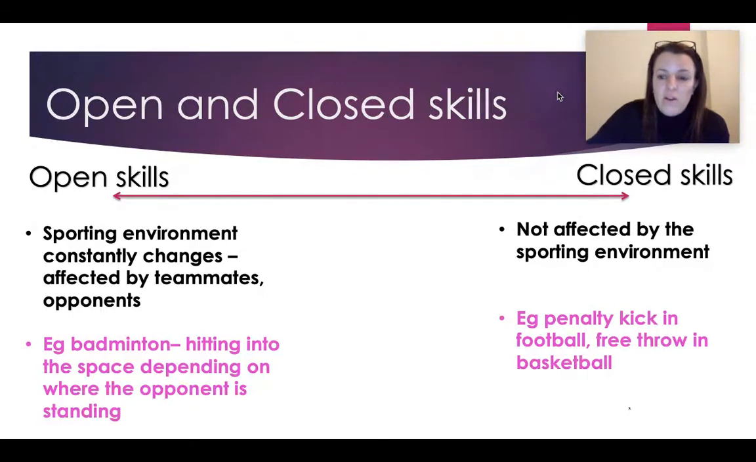Closed skills are not affected by the environment at all. So a penalty kick in football, a free throw in basketball, a tennis serve, they're all skills that we can practice over and over again, and we should be able to just apply them into the game.